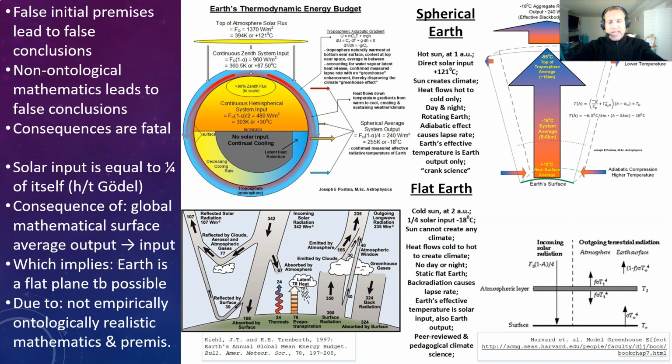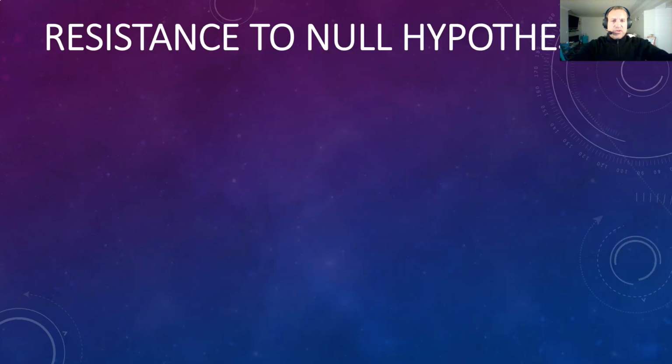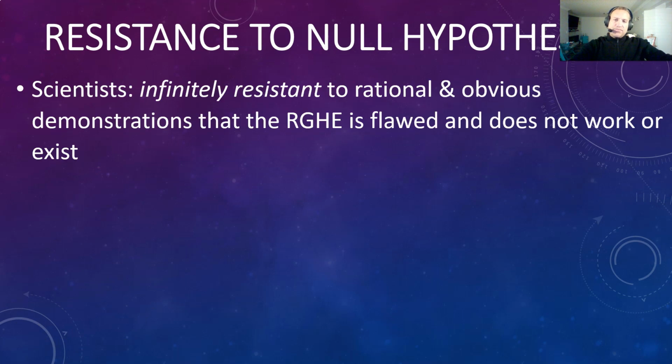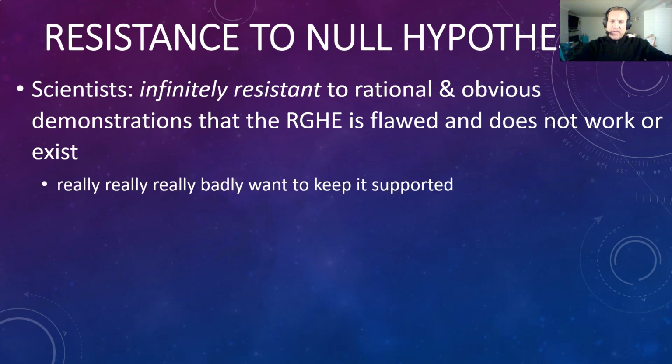Of course, if you have read my book Planet Wars, you know what my explanation is for why these entities, quote unquote, people, act like they're basically programmed to or something. So the problem with scientists, they're infinitely resistant to rational and obvious demonstrations that the radiative greenhouse effect is flawed and does not work or exist because of the flawed initial premises, right? That I've been discussing, right? They really, really, really badly want to keep it supported.